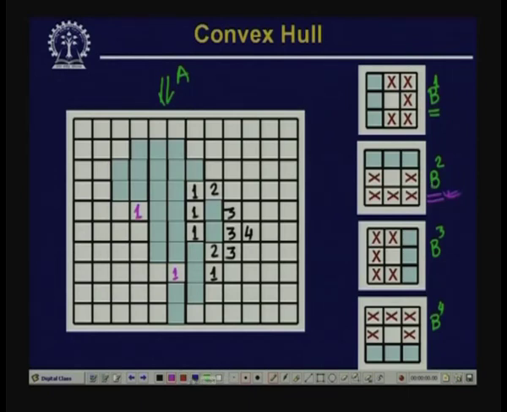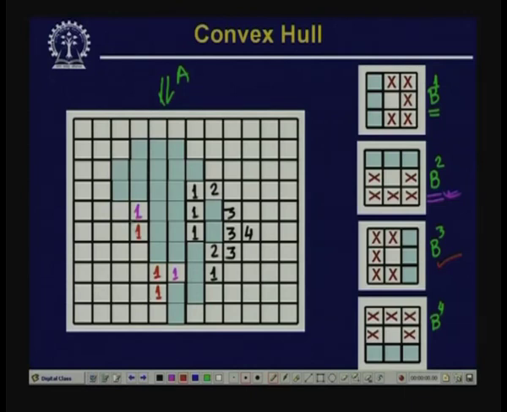Now, if I take structuring element B3, I represent it in red color. With B3, you find that at the end of the first iteration, this is one of the points which will be filled up, this is another point that will be filled up, this is another point that will be filled up. So, this is what I get at the end of the first iteration.